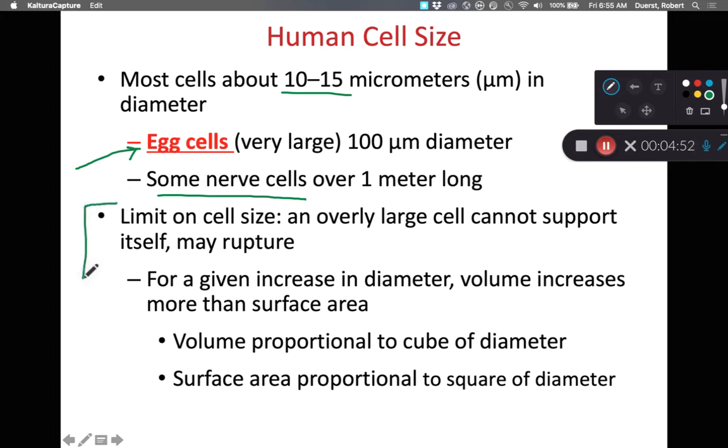As we look at cells, the limit on the size of the cell typically is going to be related to its surface area to volume ratio. If there's too much volume relative to the surface area, the cell has a hard time transporting nutrients from the outside to the inside efficiently and can't support itself. As we increase the diameter of a cell, the volume of the cell increases faster than the surface area. Surface area is calculated with radius squared, and volume is calculated with radius cubed. So volume increases much faster than surface area.